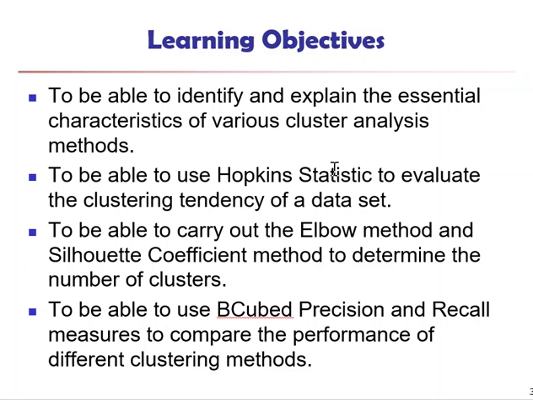Hopkins is one, and there are other methods that I'm going to introduce in our exercise to help you evaluate the clustering tendency of a data set, whether the data set has clustering in it before you actually go ahead and try to discover the clusters. Elbow methods and silhouette coefficients are ways that you can determine how many clusters might be in your dataset. And lastly, in some situations, though very rarely, you actually have labeled data, and you want to run clustering and then use the labels to compare to see whether this clustering makes sense.